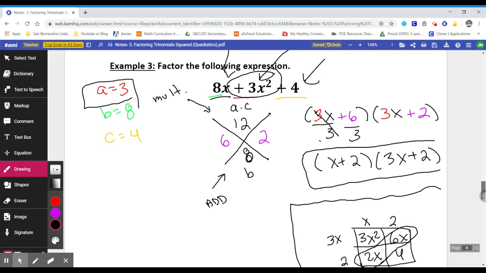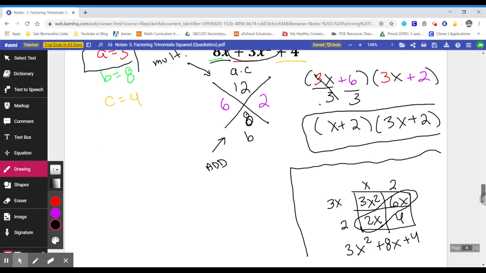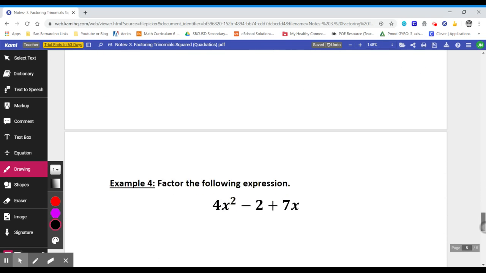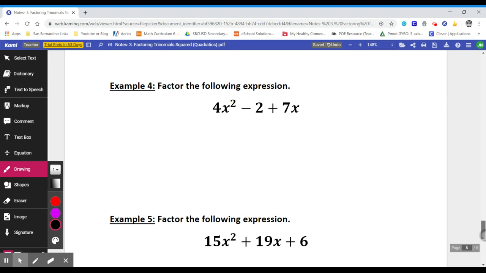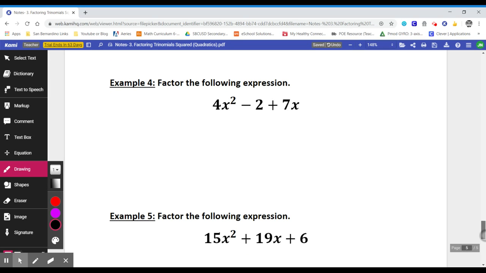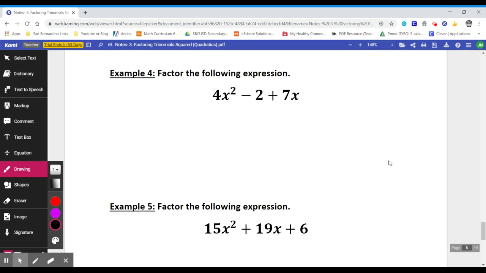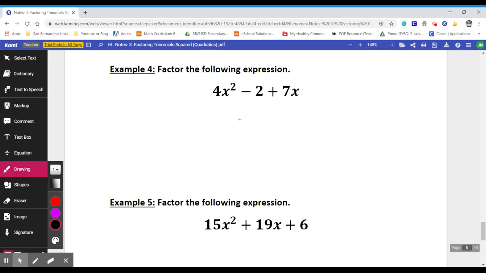So those are all the examples that I have for you guys. If you want some really quick practice right now, you can go ahead and try this example. I'm not going to go over this example with you guys because I don't want to make this video longer than it has to be. But try to factor out the expression 4x squared minus 2x plus 7x. See if you can get the answer to that.